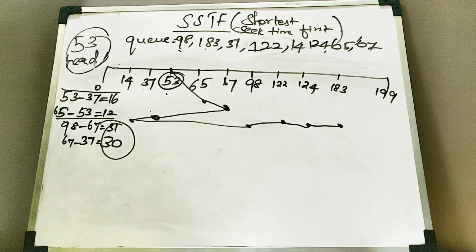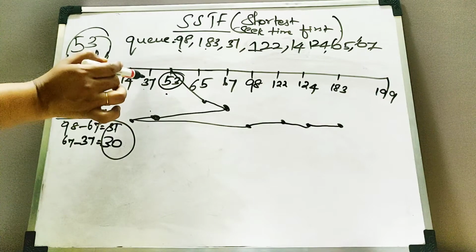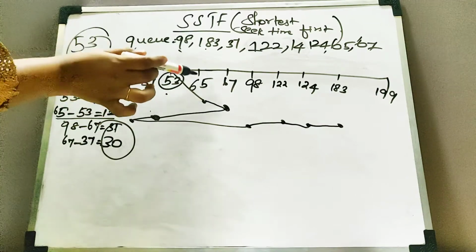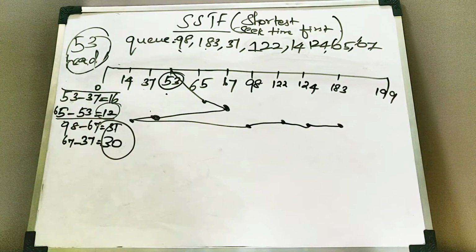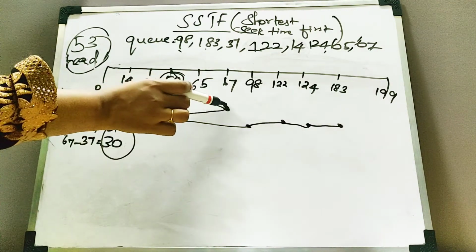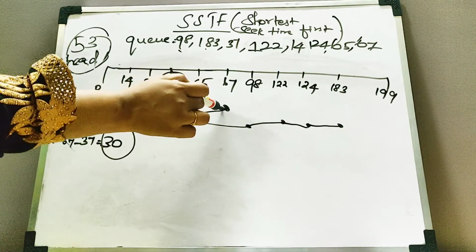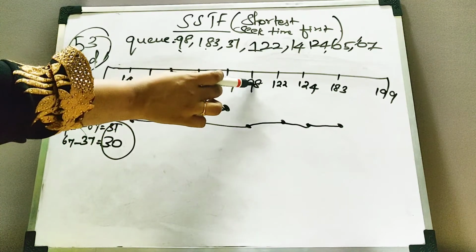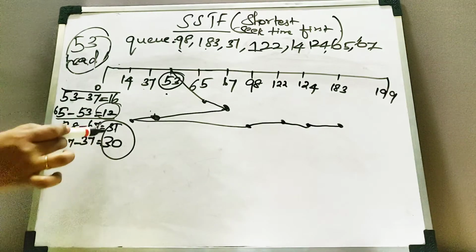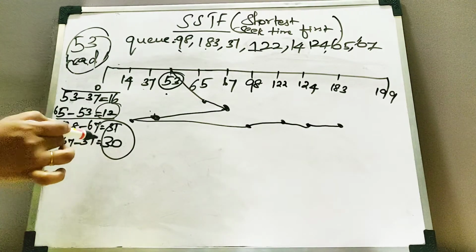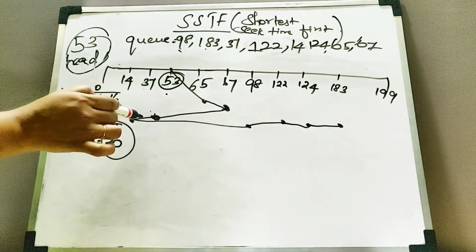Now we could see that from 53, the closest one is 65. We should not choose 37, we should not choose this direction. We have to choose 65 because the minimum value is 12 here. From 65, the closest one is 67, the shortest path. From 67, you have to see whether to cover 98 or 37. Based on this calculation, the minimum value is 30, which comes from 37. So from 67, the head has to move to cylinder 37.